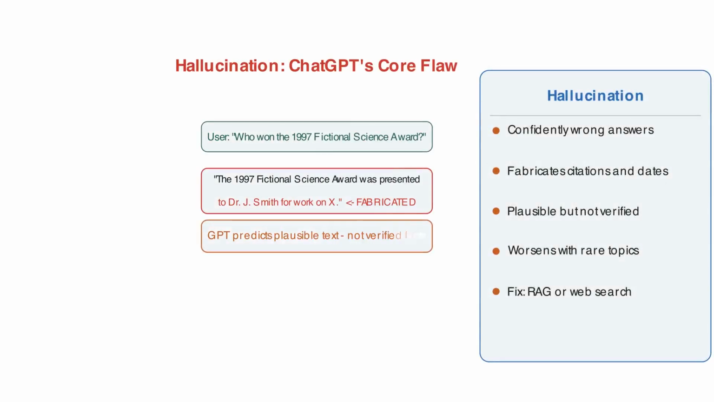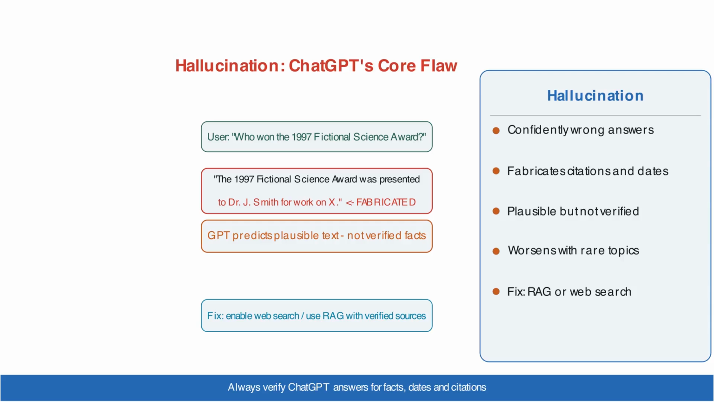ChatGPT has one critical flaw: hallucination. Because GPT predicts plausible text rather than retrieving verified facts, it can confidently state things that are completely false: fabricated citations, wrong dates, invented people. It does not know what it does not know. The fix is retrieval augmented generation, RAG, where verified documents are injected into the context before GPT replies.